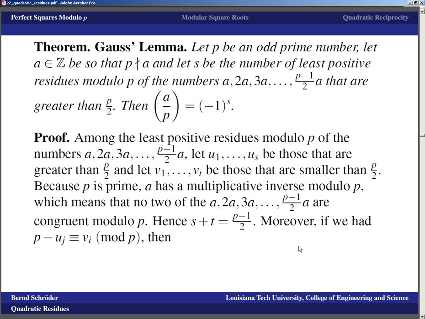Now we want to do a little bit more because we want to sort the u's back in with the v's, and one way to do that is to subtract them off of p, because if you subtract something that is greater than p/2 off of p, you end up with something that is less than (p-1)/2.